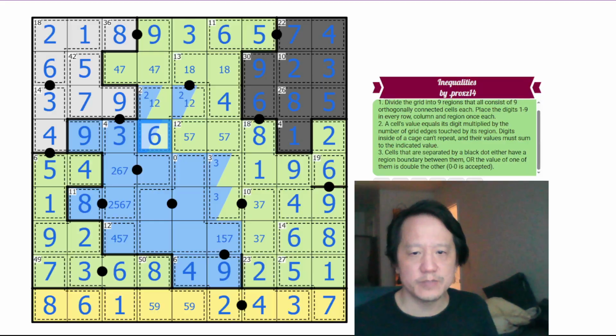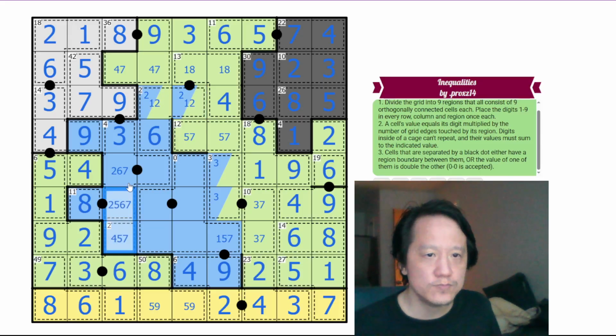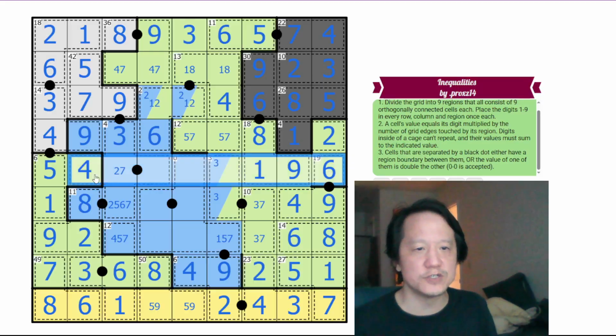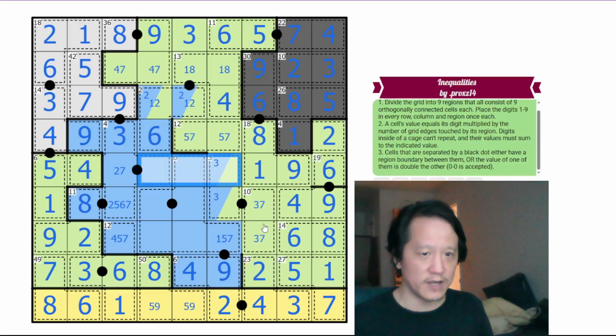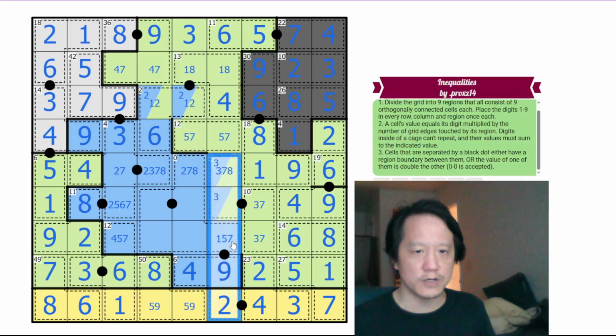Six is not part of a region. It's part of a 0 region. So is that. One of these is 2. We don't know which. This can't be 6 because of 6 in the row. Remaining digits of row 5, we have 2, 3, 7, 8. No 3 here because of 3 in the column. This could be 3 here. No 2 here because of 2 in the column.